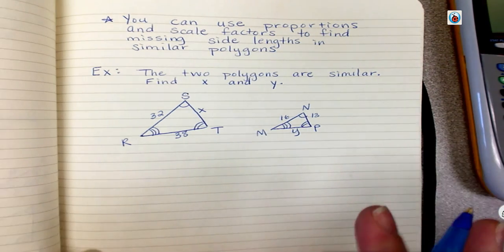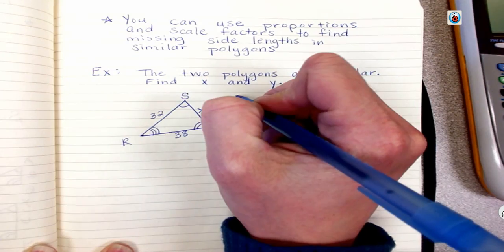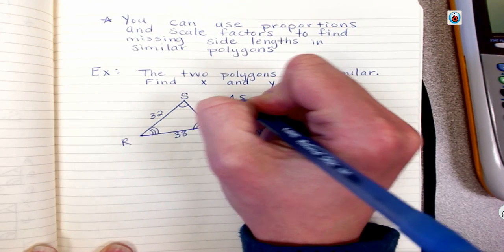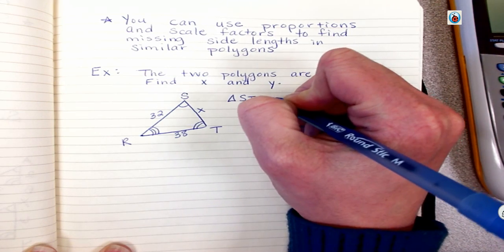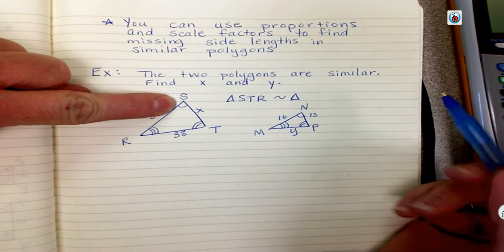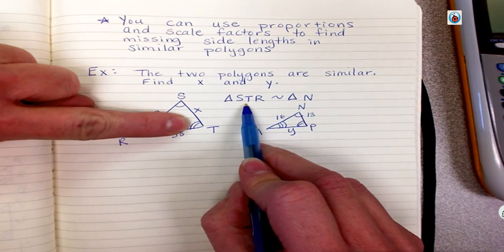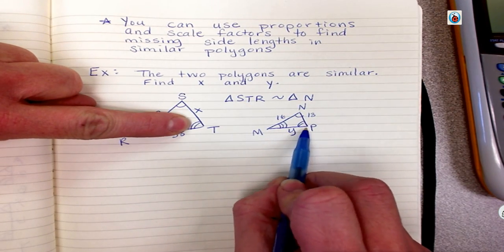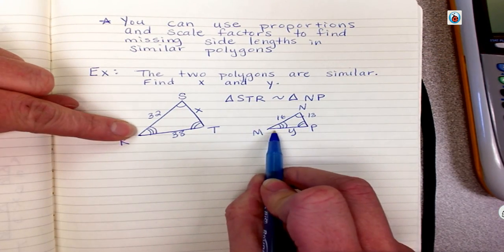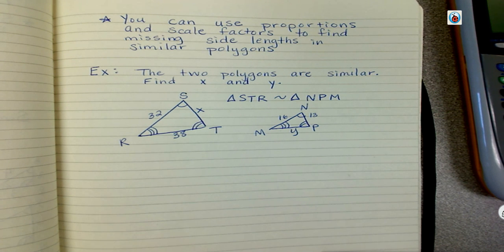Okay, so I'm going to first write a similarity statement here just to make sure we have everything in the right order. So we have triangle, and I'm going to just name the first one in any order. I'll say STR is similar to triangle, and then it's important that I have the matching order. S is congruent to N, so S and N are both first. T is congruent to P, so T and P go second. R is congruent to M, those angles, so R and M go last. So now I have that order.